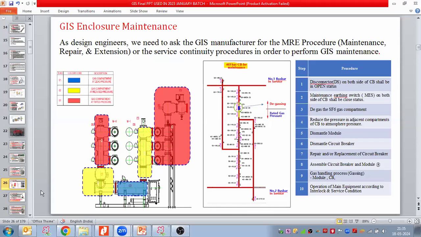Also, Mr. Raghu, one more point. Before gassing, there is one important procedure for vacuuming. Yes, vacuuming, right? Okay. Thank you. We have a few manufacturers with me as well, the manufacturer engineers. So if they have any opinion, they can also share with me.